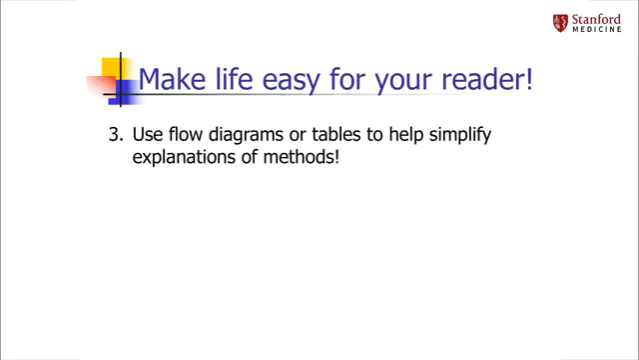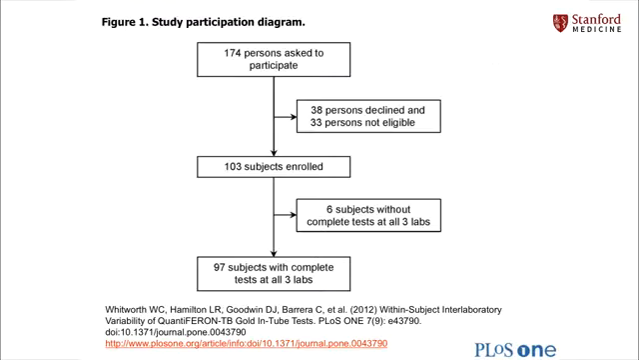Another way to make life easy for your readers is to use flow diagrams or tables to help simplify the explanation of methods. One common flowchart that you see in clinical studies is a participant flowchart, which shows how participants flowed through your study. Here, 174 persons were asked to participate, 103 enrolled, and 97 completed all the labs. You can see that it's incredibly easy to glean information from a diagram like this.